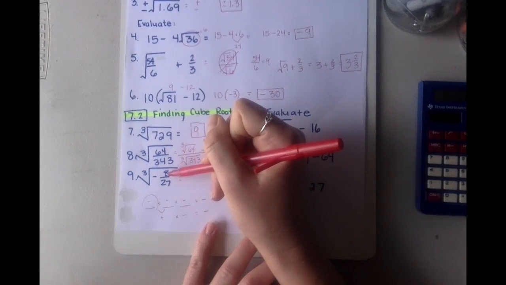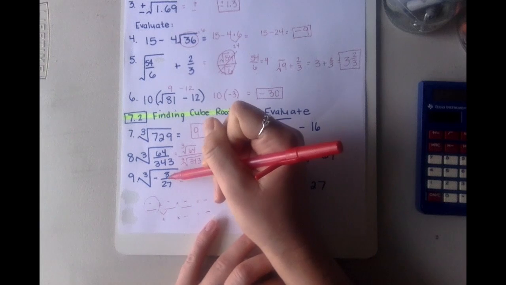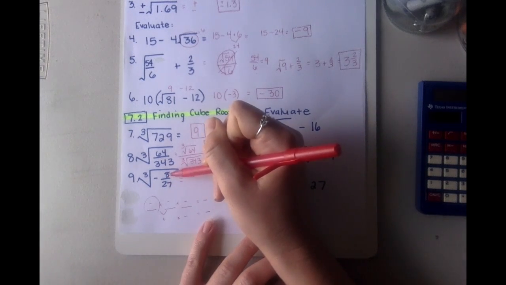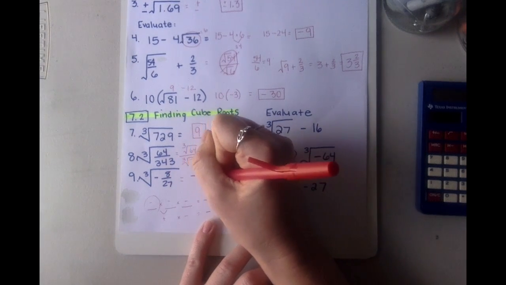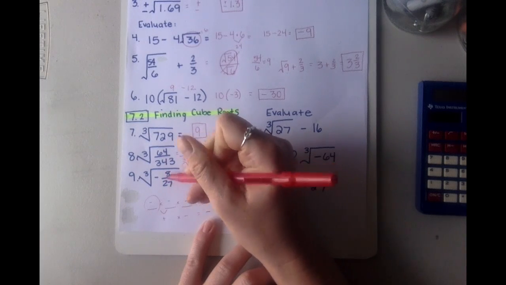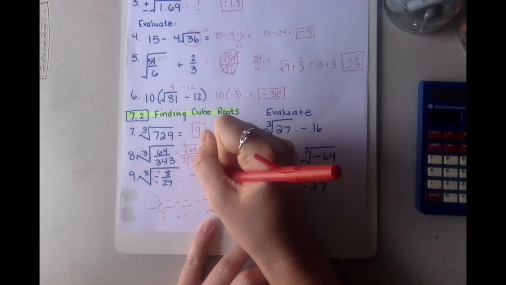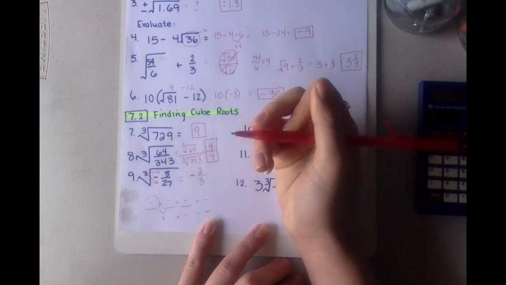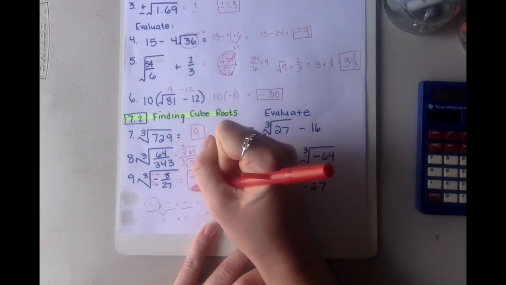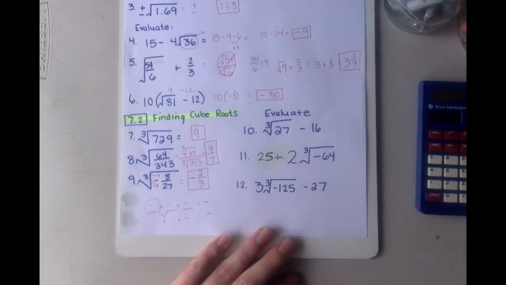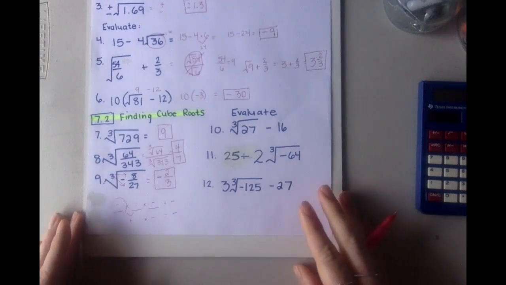I think, what is the cube root of 8? Well, the cube root of 8 is 2. And the cube root of 27, I can do these again separately, is 3. So my answer for number 9 is a negative 2/3.